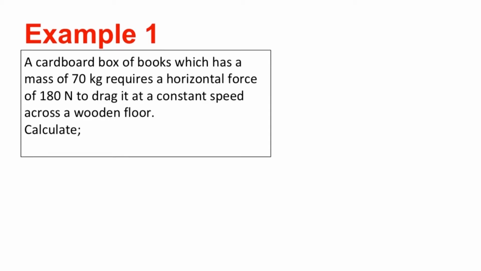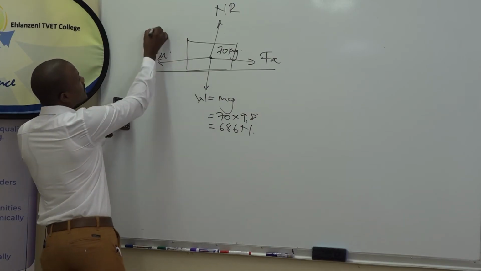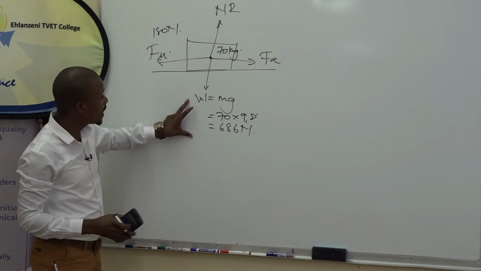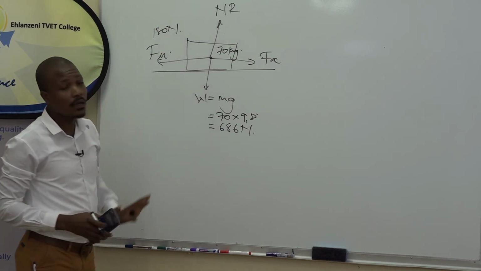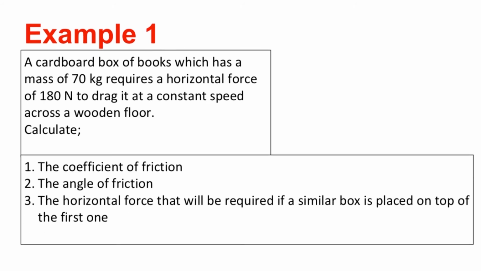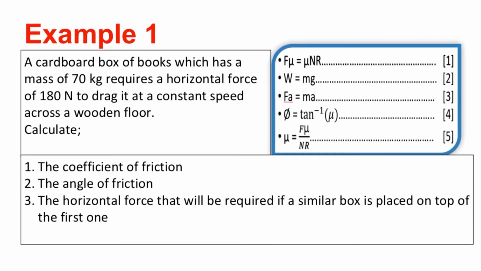Now they said again, this object requires a horizontal force of 180 Newton to drag it at a constant speed across a wooden floor. If they speak of dragging this particular object at a constant velocity, this means that they've given us our frictional force. So here we have our weight, we have our normal reaction, we have our frictional force. But what is it exactly that they are looking for? Now, here are the questions. We are required to calculate the coefficient of friction.